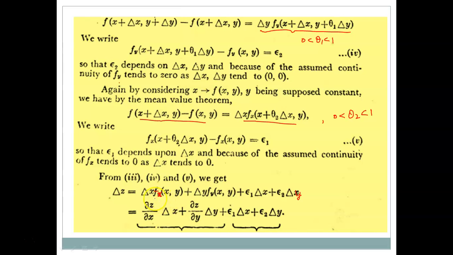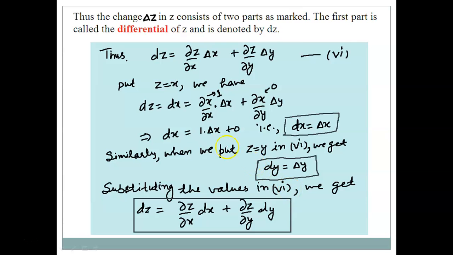So here are two parts. This f_x means partial z by partial x times delta x, this means partial z over partial y times delta y, and this is epsilon 1 delta x plus epsilon 2 delta y. The first part here is called the principal part. Thus the change delta z in z consists of two parts as marked in the last slide. The first part is called the differential of z, and it is denoted by dz.